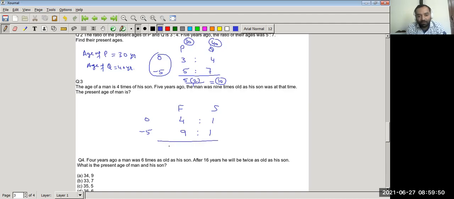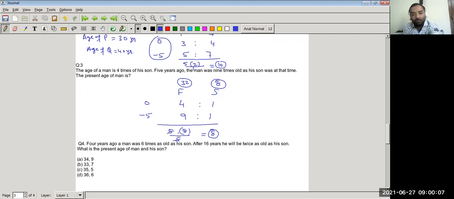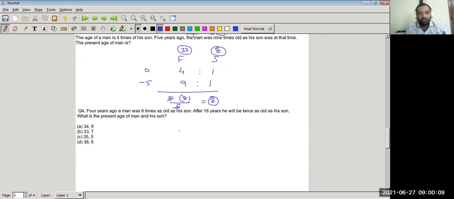Father's present age we have to find. So quickly we can find 9 minus 1 is 8. 4 minus 9, this is 5. So we get 1 unit value is 8. So 8 times 4 is 32. Present age of father is 32 and son is 8. So this is how quickly you can find the ages of father and son.